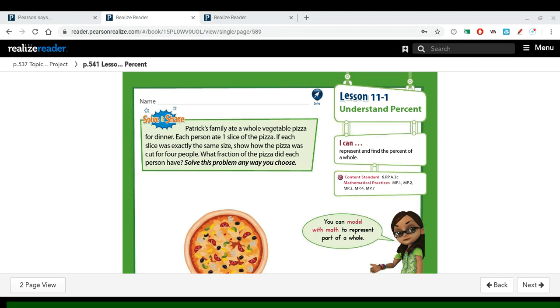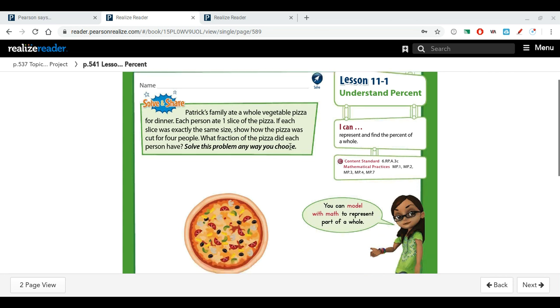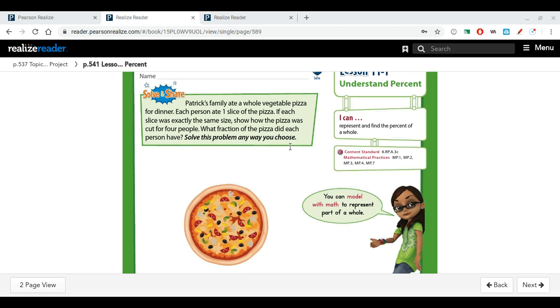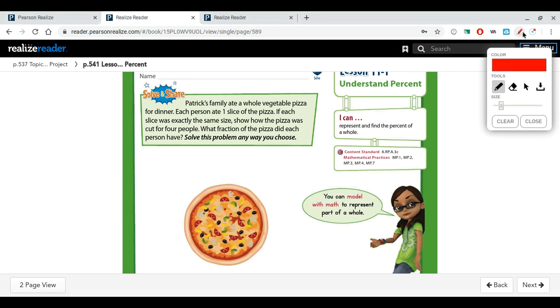So, if we take a look at this album share, it says Patrick's family ate a whole vegetable pizza for dinner. Each person ate one slice of the pizza. If each slice was exactly the same size, show how the pizza was cut for four people. What fraction of the pizza did each person have? So if I go ahead and do this, each slice is going to be the same size, and there's four slices total. So I'm going to divide this into fourths as best I can.